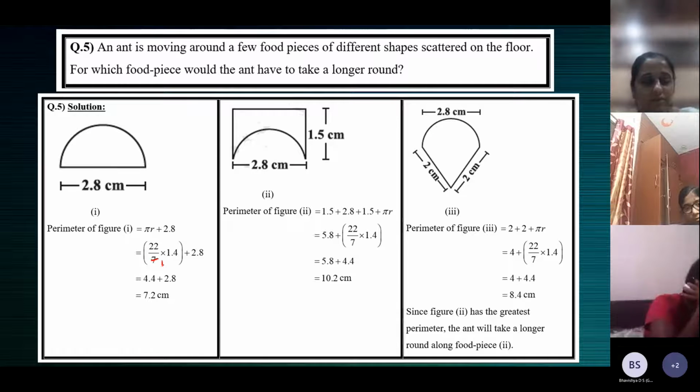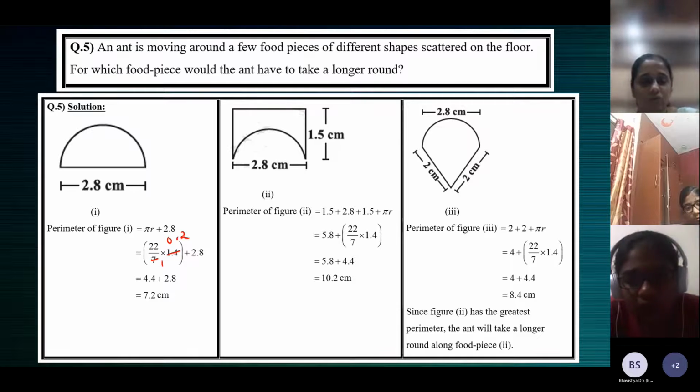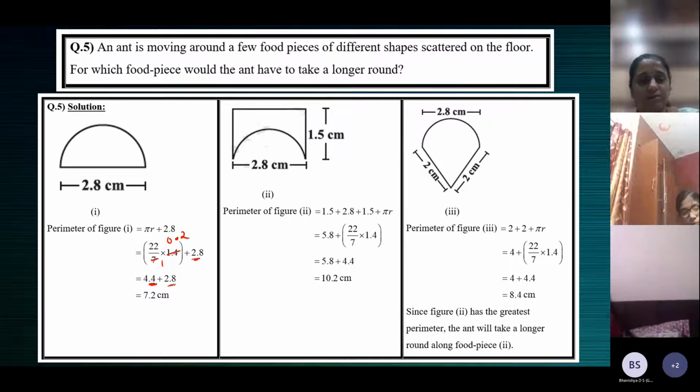So how do we simplify? 7 ones are 7, 0.2 times. Then when you multiply 22 and 0.2, 22 into 2 is 44. After the decimal point, there's one digit. So 4.4 plus 2.8, which is 7.2.